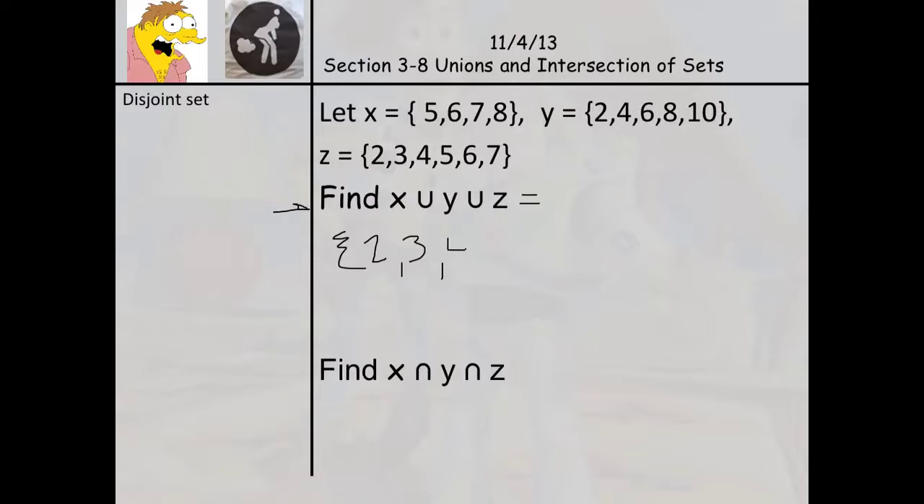And then we have 4, 5, 6, 7, 8. Finally, we have a 10. So that's the union of those three sets.